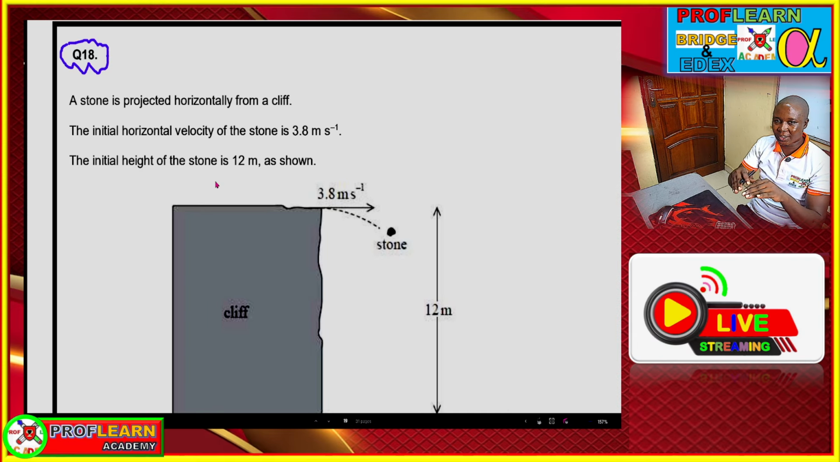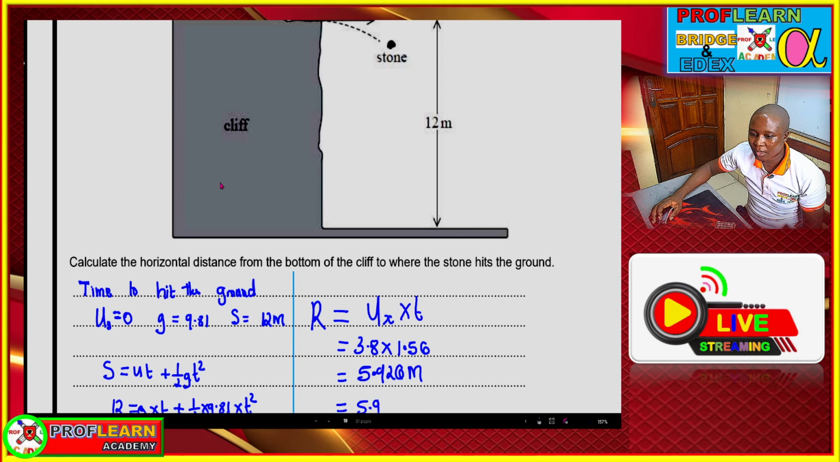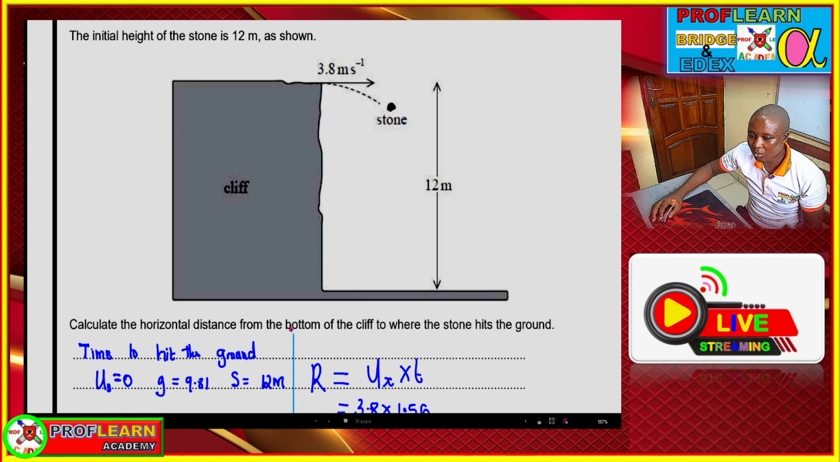So another type of projectile motion that you can be tested on is whereby a stone or an object is projected horizontally, not at an angle. Projected at an angle, we have done it. But now horizontal projection, that is what we are going to look at. Calculate the horizontal distance from the bottom of the cliff to where the stone is going to land.